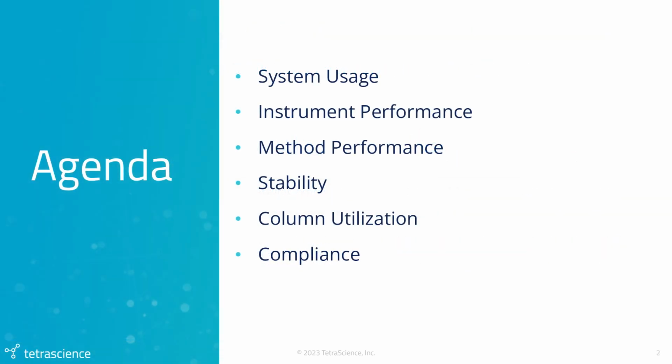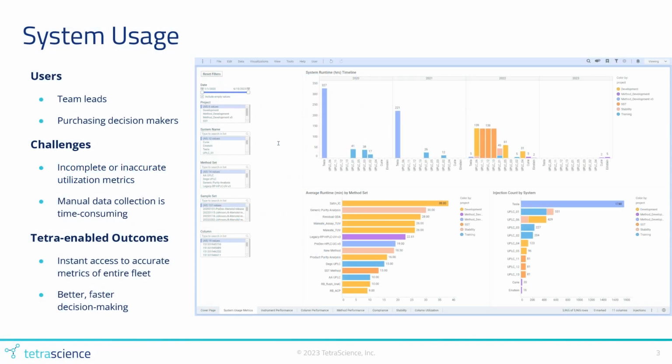The chromatography experts at Tetra Science have identified over a dozen functionally critical user stories and built dashboards to support them. In this video, we will briefly explore 6 of these dashboards, the context for their use, and the benefits provided to the user. In the System Usage tab, lab managers and purchasing decision makers can monitor the usage of any chromatography systems under their purview.